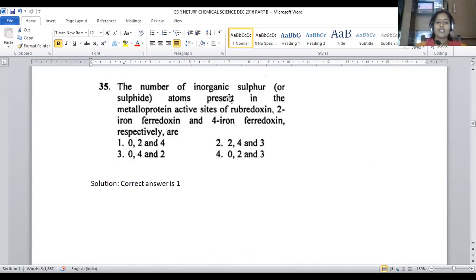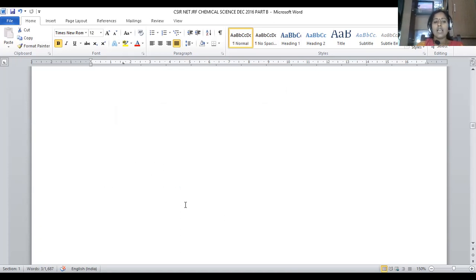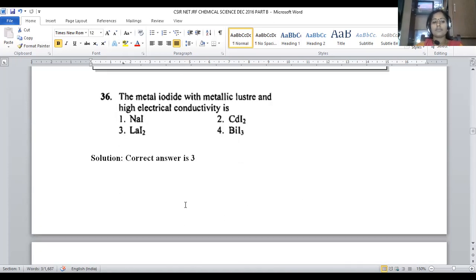So rubredoxin, if you are considering inorganic sulfur, there are 0, no direct metal-linked bridging sulfur is there. And second, 2-iron ferredoxin, we have 2, 4-iron ferredoxin, 4 are there. For question number 35, option number 1 is the correct answer. Let us move on to 36.